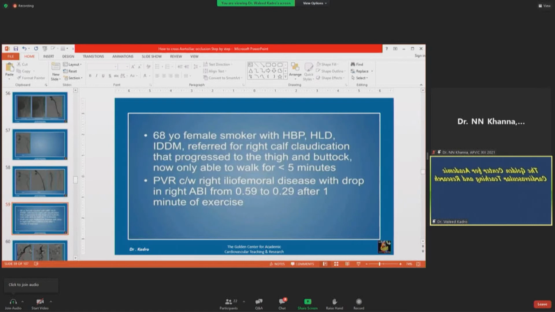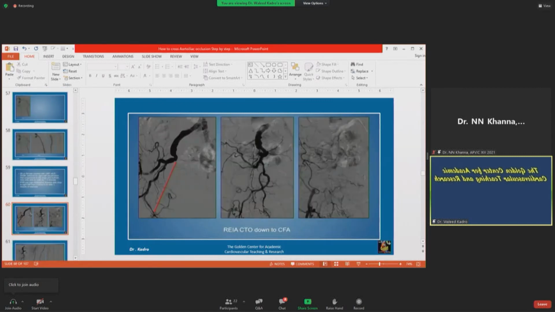This is a 68-year-old female smoker with high blood pressure, hyperlipidemia, and diabetes, referred for right calf claudication that progressed to the thigh and the buttock, and now she is only able to walk less than 5 minutes. Her peripheral vascular study showed right iliofemoral disease, with a drop in the ABI from 0.59 to 0.29 after 1 minute of exercise.